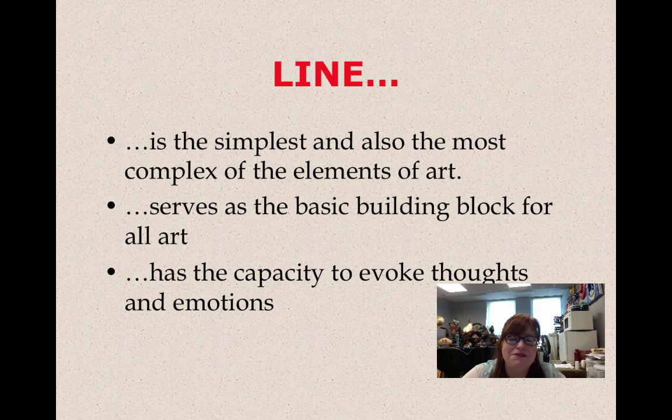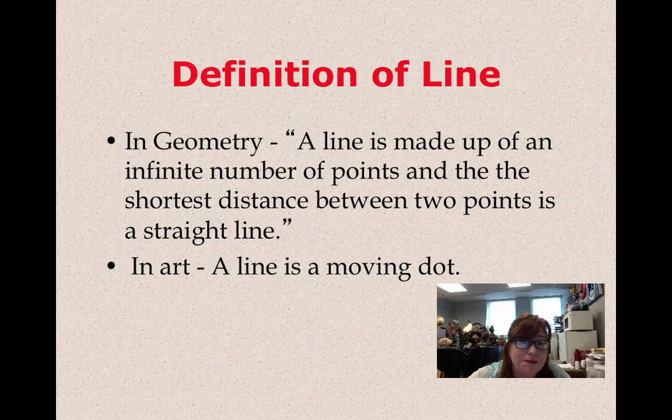So we're going to start with the very simplest and also the most complex of the elements of art, and that is line. And line serves as the basic building block for all art. It has the capacity to evoke thoughts and emotions in the way that the artist puts that line down. It can have expressive qualities, and we'll also get into that a little bit more. So here we have a basic dictionary textbook definition of line, both from mathematics and from an artistic perspective. So in geometry, a line is made up of an infinite number of points, and the shortest distance between 2 points is a straight line.